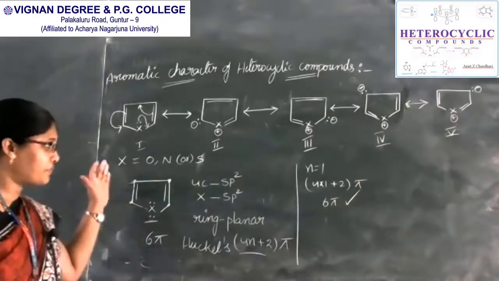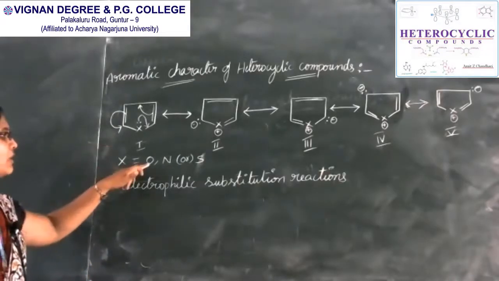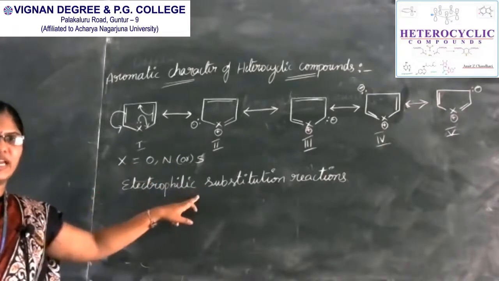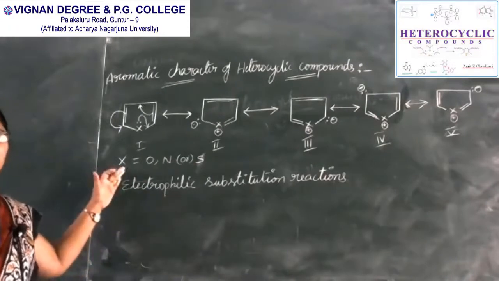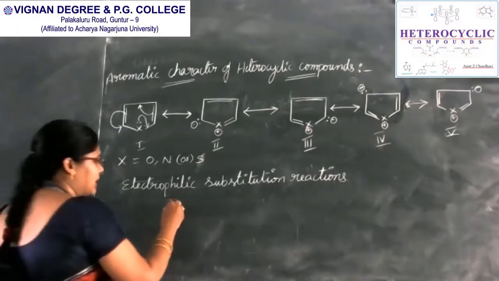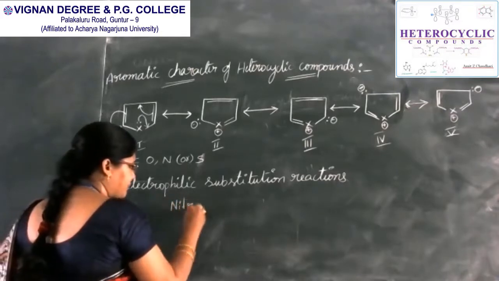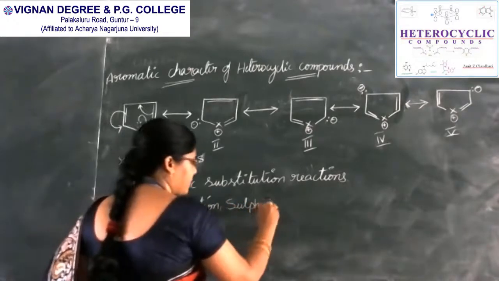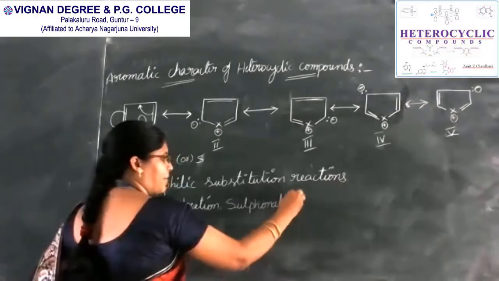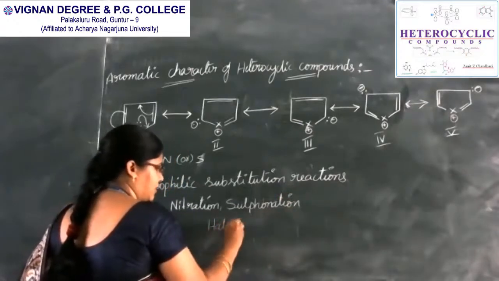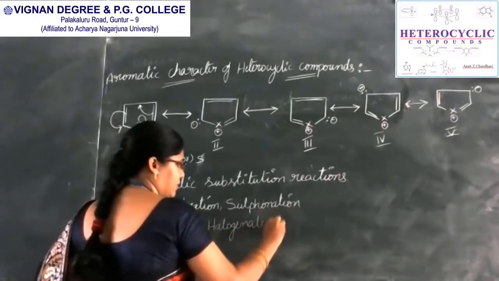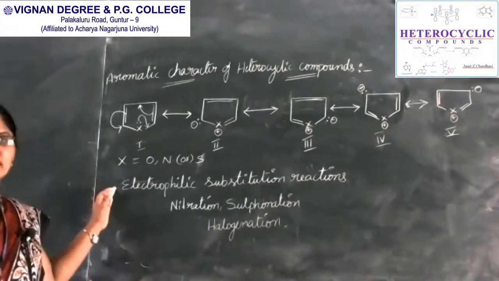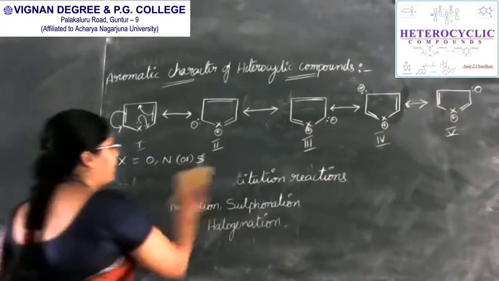And these furan, thiophene, pyrrole undergo electrophilic substitution reactions more easily than benzene. These electrophilic substitution reactions are nitration, sulfonation, and halogenation, and also Reimer-Tiemann reactions. And let us see the resonating structures of furan, thiophene, pyrrole.